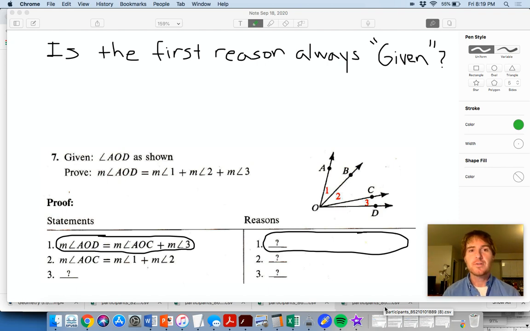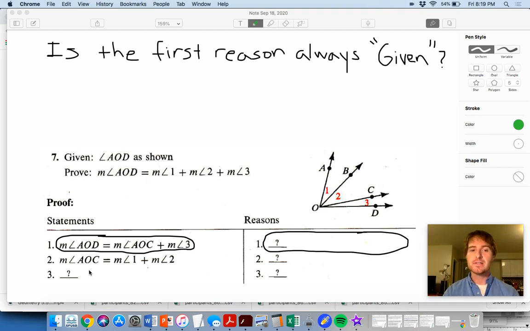This video that we're going to do right now is called "Is the First Reason Always Given?" So, the way we've been writing proofs, there are some steps you can count on that are always going to be the case. What I usually tell you to do first is to state your givens as the very first step. Then the very last step, of course, is just going to be this proof statement right here. So we know that the proof statement is going to be the very, very last statement.